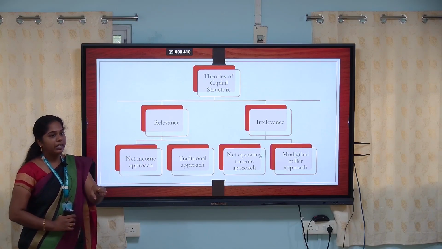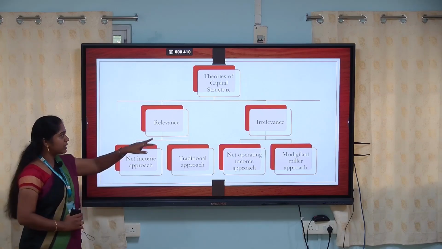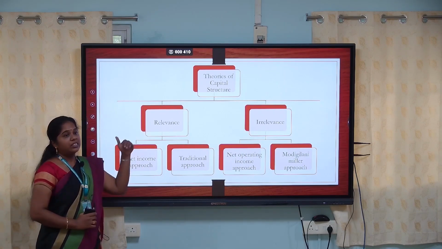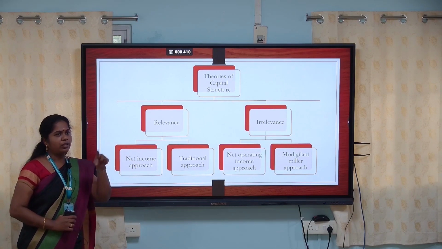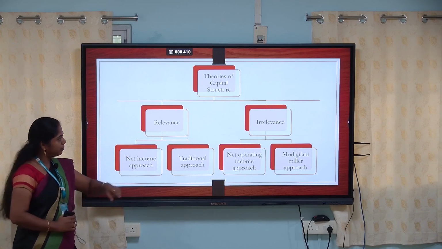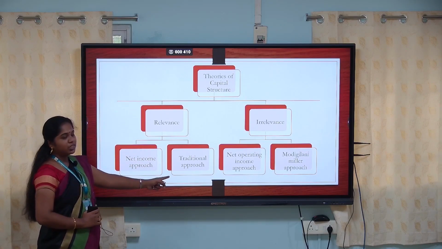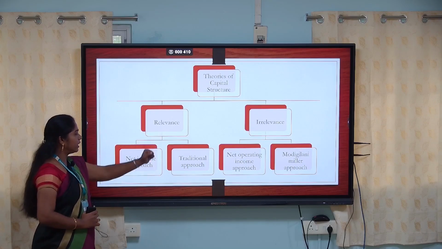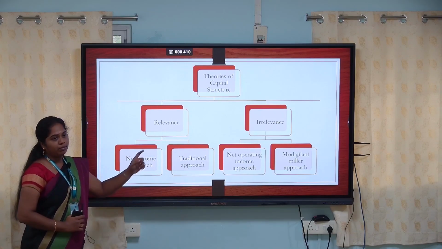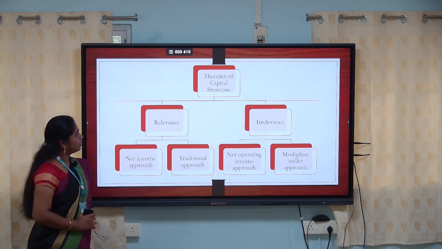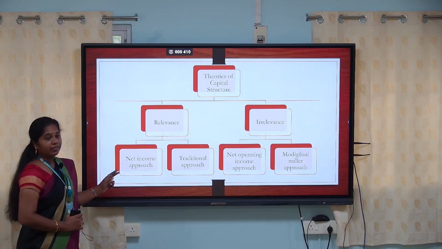If it is relevant, it is influencing the value of the firm, it comes under relevance. If it is not influencing, there is no connection between capital structure and the value of the firm, it comes under irrelevance. So here net income approach and traditional approach talk about relevance, and net operating income approach and Modigliani-Miller approach both talk about irrelevance. This we can cover in a separate video.